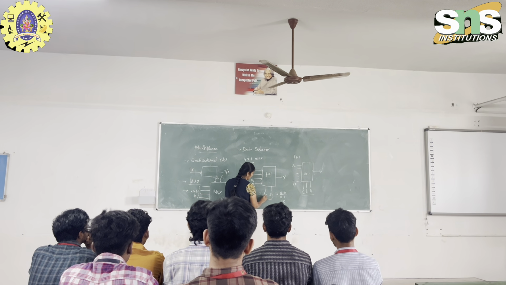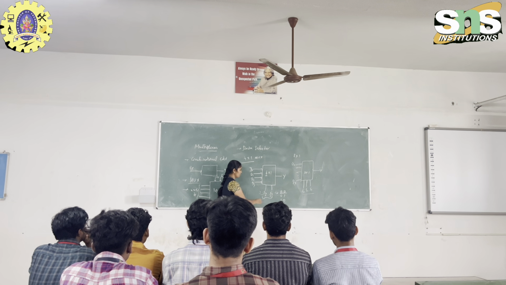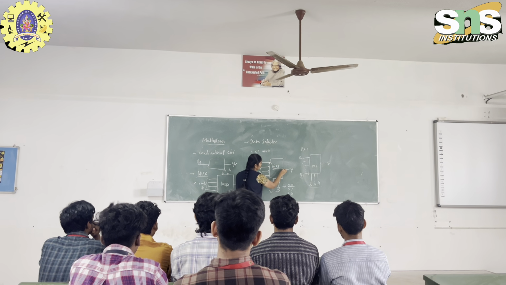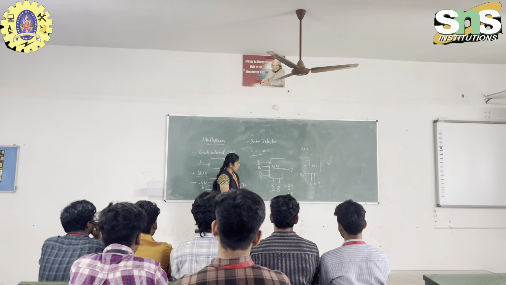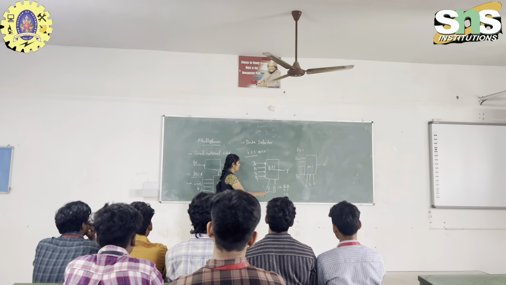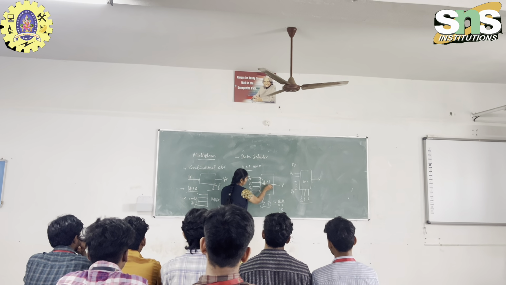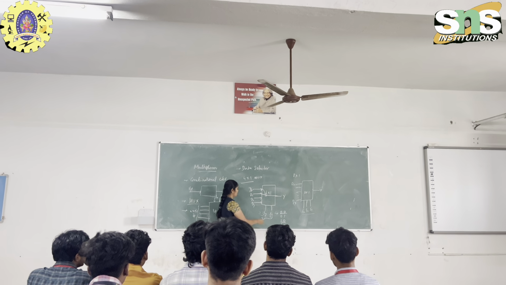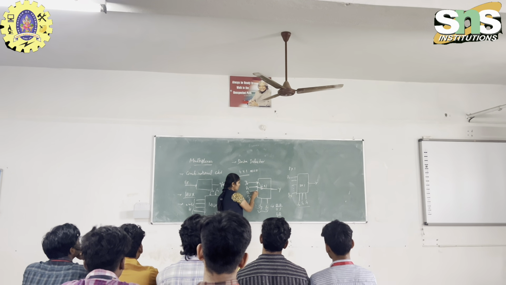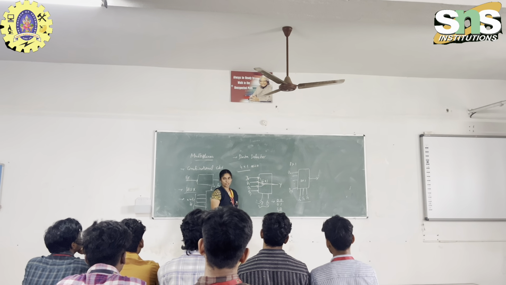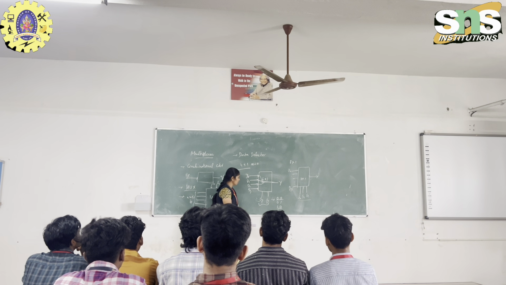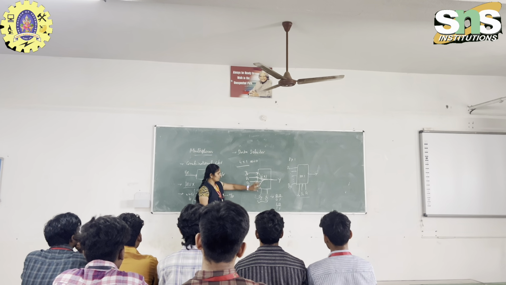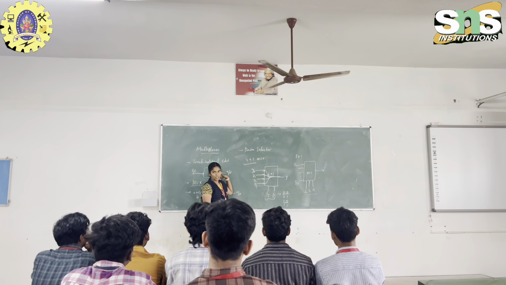For 00, this is our first input D0: S0 is 0 and S1 is 0 means it will take the first input to the output channel. For 01, it will take D1 to the output channel. For 10, the information from D2 is taken to the output channel. And finally 11, D3 is taken to the output. Based on this procedure only, the multiplexer works.